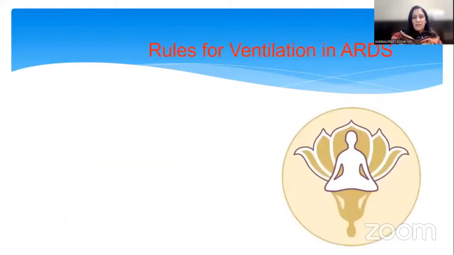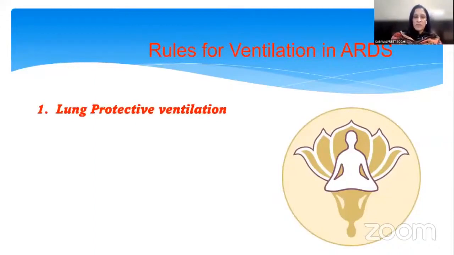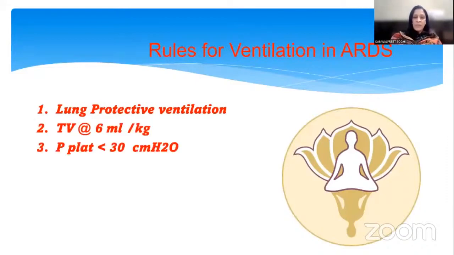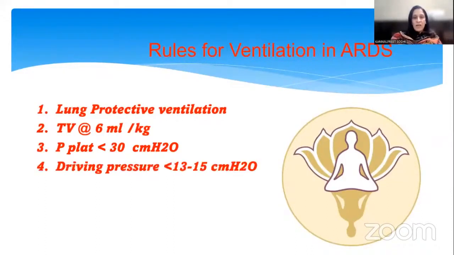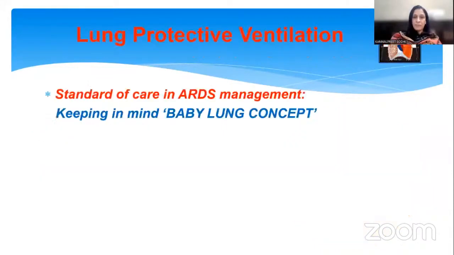The basic rules for ventilation in ARDS, we ought to remember at all moments when we are ventilating a patient with ARDS. What we use is lung protective ventilation. We'll be talking about all these in detail over the next 15 to 20 minutes. For lung protective ventilation, the tidal volume target is 6 mL per kg, and the plateau pressure should be less than 30 centimeters of water. Nowadays we also talk about the driving pressure being less than 13 centimeters of water, and associated permissive hypercapnia is permitted. So these rules should be remembered by heart.